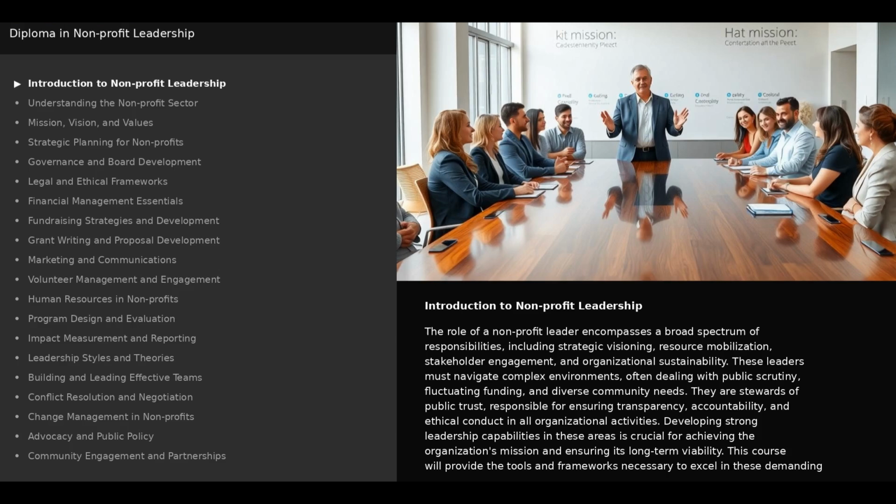Developing strong leadership capabilities in these areas is crucial for achieving the organization's mission and ensuring its long-term viability. This course will provide the tools and frameworks necessary to excel in these demanding yet rewarding positions.